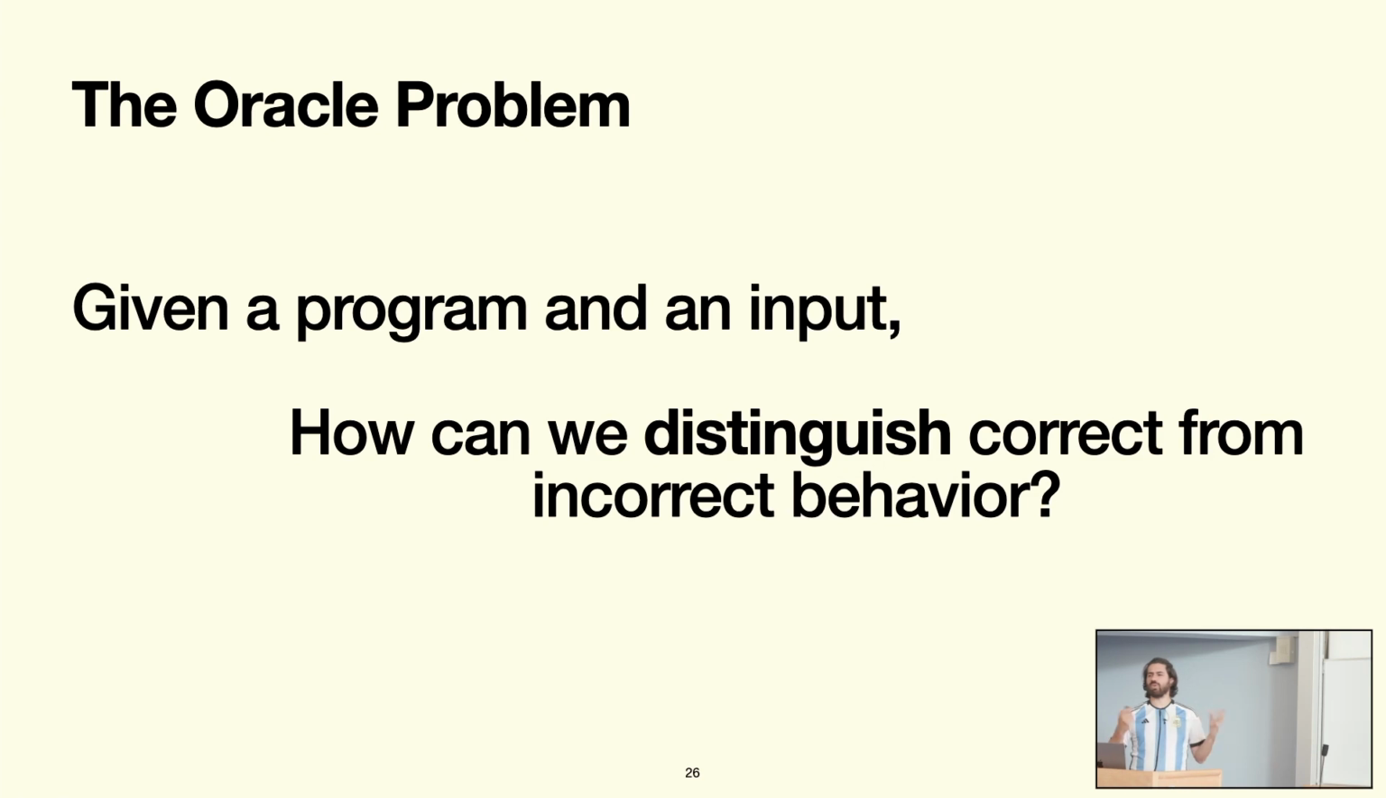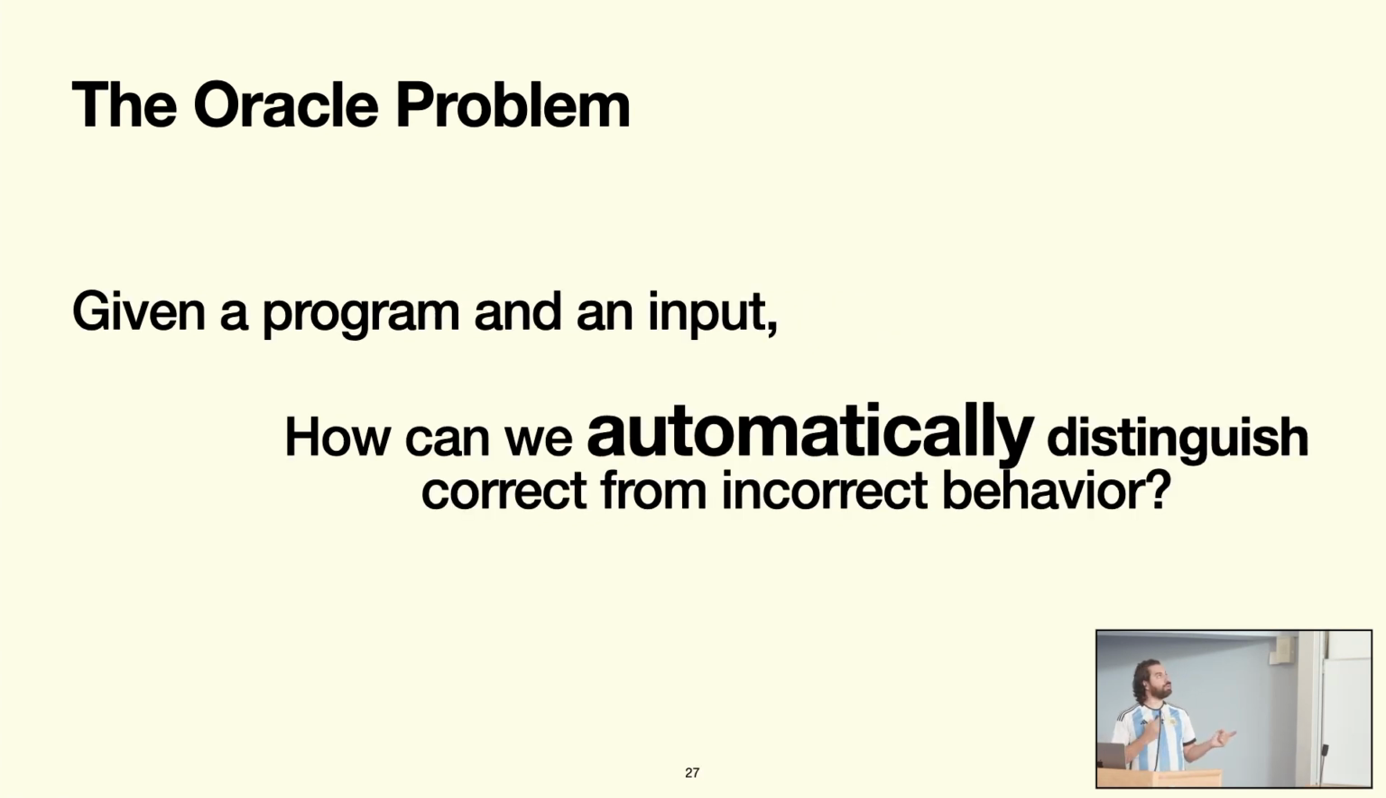I'm not going to go into details on this, but this is research. There's a whole area of research here: given a program and given an input, how can we distinguish if that program had the right behavior or not? There's no straightforward solution for that, but there are some solutions. And the key here is not just to decide if a program had the correct behavior for an input, but if we can do it automatically.